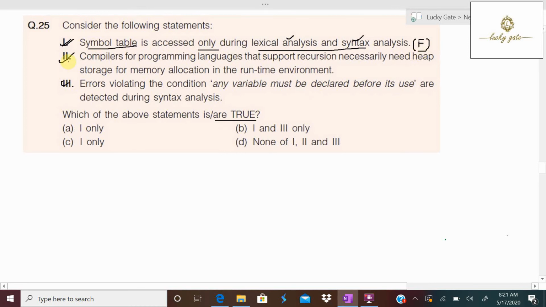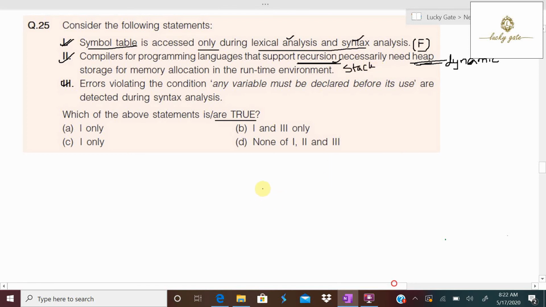Now coming to the second statement: compilers for a programming language that supports recursion necessarily need heap storage. Just understand, recursion does not require heap storage. Heap storage is required for dynamic memory allocation, and actually recursion requires a stack allocation.